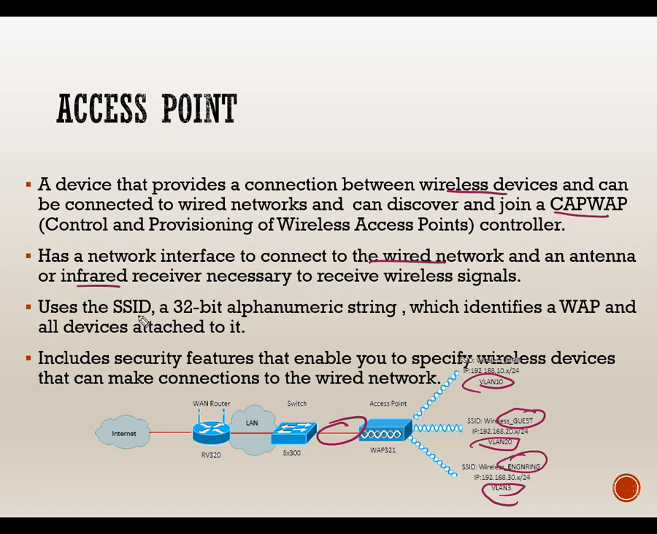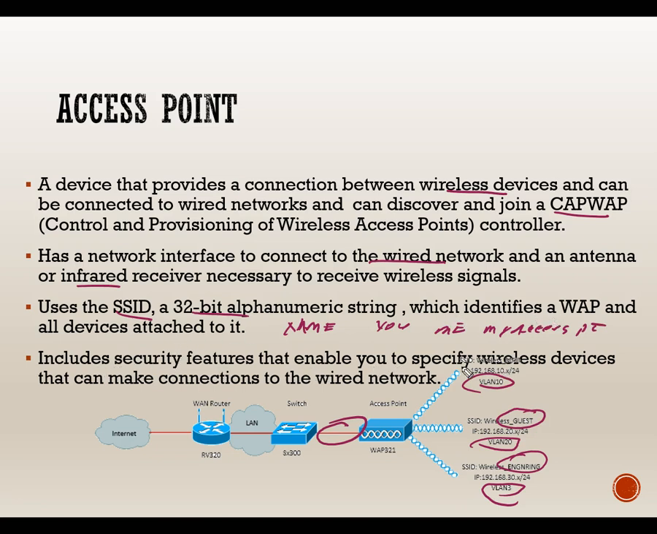Necessary to receive the wireless signal: SSID, a 32-bit alphanumeric string. Identifies the WAP. It's the name. It's the thing that we see when we look at the wireless access points available. You, me, whatever we name them. My access point. So the SSID is the name of it.